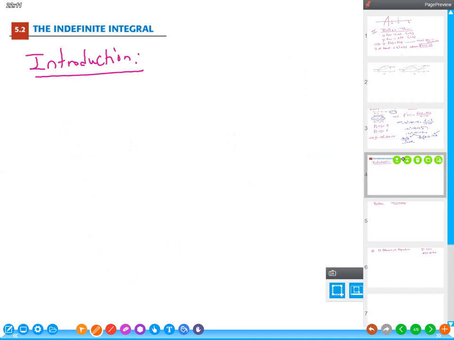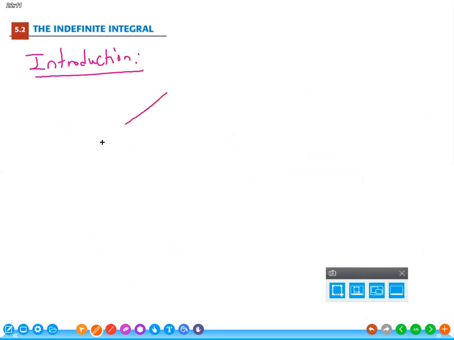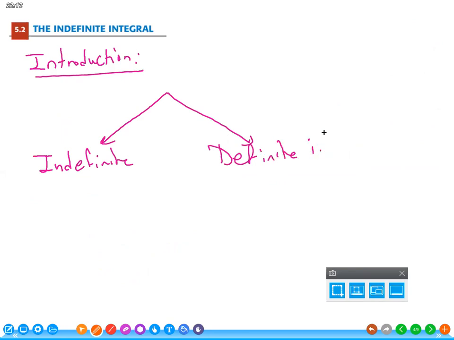First, you must know the indefinite integral. As an introduction, we have two types of integration: indefinite and definite integral.